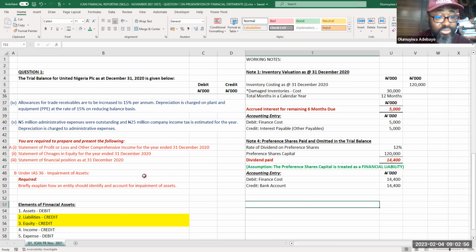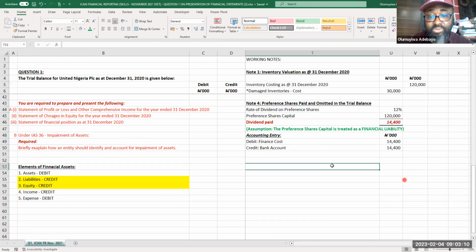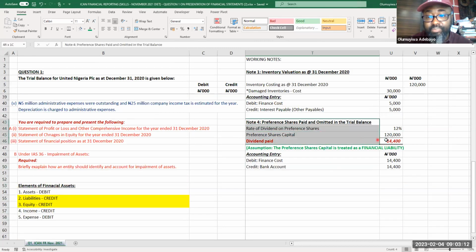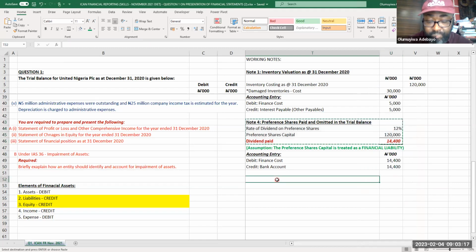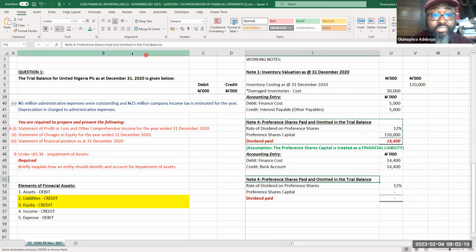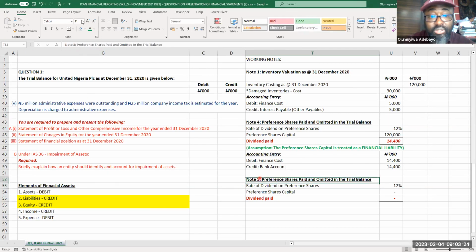Also, let's go back to the question. Likewise, existing ordinary shareholders were paid a 5 kobo per share dividend on the same date. And that also was not recorded, which means we'll come back here. I'll call that note 5. This ordinary dividend, not ordinary shares.